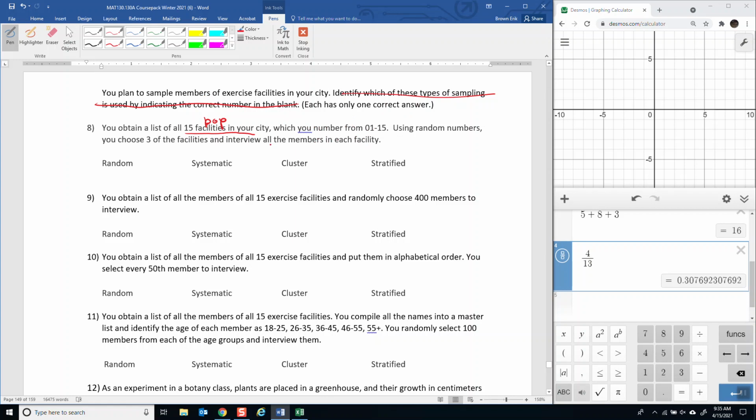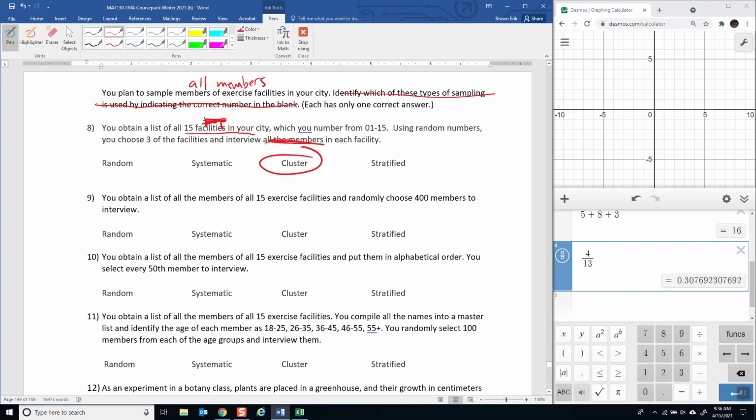We're grouping these people. So I was mistaken here. This is not the population. The population is all members of exercise facilities, all people that exercise. And we've grouped those members by the facilities they frequent. And then we've randomly selected 3 of the facilities and interviewed all of the people that go to those facilities. That is a cluster sampling because we've grouped by characteristic, and then we're talking to everyone from the randomly selected group.